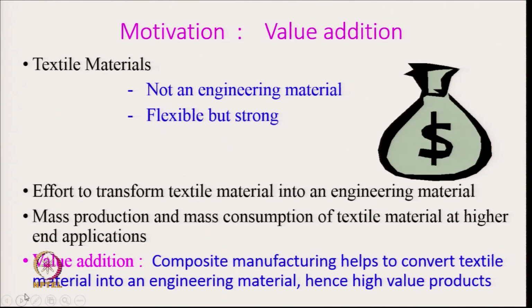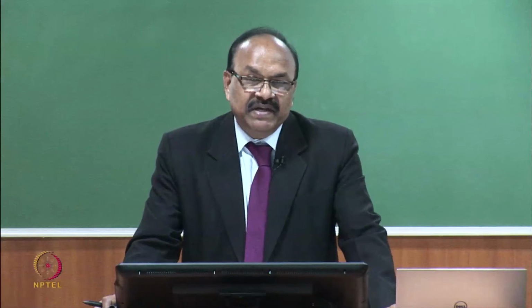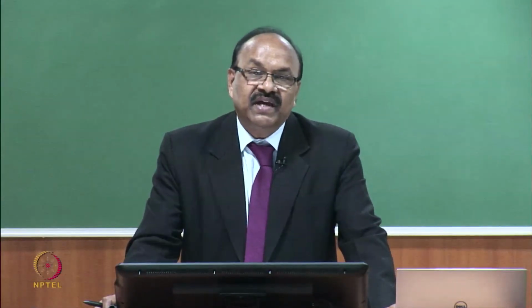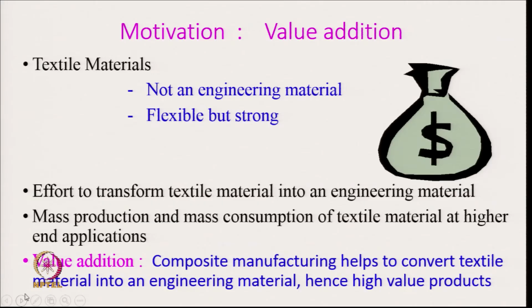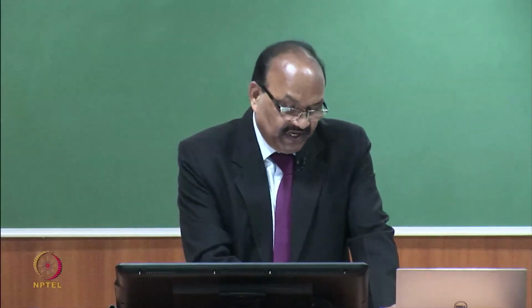The basic motivation to develop textile structural composite is, as you know, textile is not an engineered material, it is a flexible but strong material. So, while developing textile structural composite using textile structures, what we are trying to do is, we are making some effort to transform textile material into an engineering material, and when we are doing so, we are using a huge quantity of textile fibrous material in composite manufacturing. And since the composites are expensive materials, there is a huge value addition to textile materials. So, by developing textile structural composite, we can use value added products. That means lot of financial benefit to textile industry.